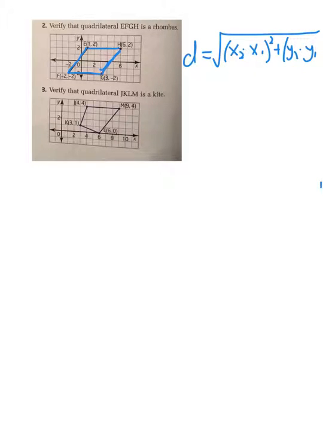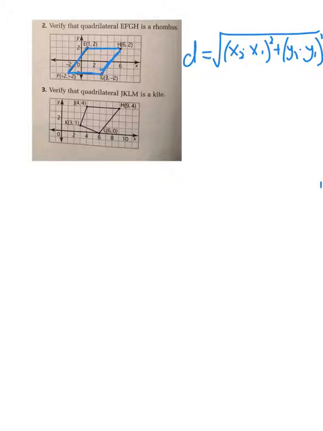Question 2 and 3 here. 2, we've got to prove it's a rhombus. So first of all, we're going to prove that all four sides are of equal length. And we use the distance formula for that. So we use d equals the square root of x2 minus x1 squared plus y2 minus y1 squared.